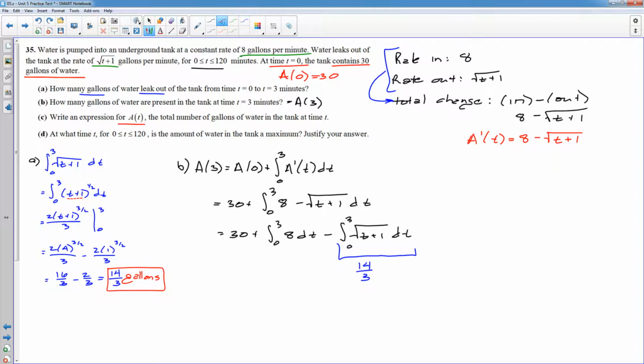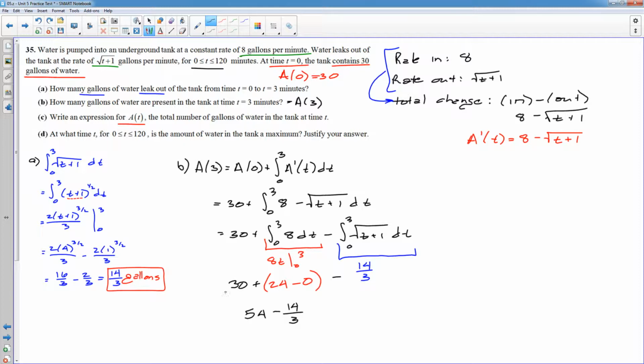30 is a constant, so I simply need to do this antiderivative to finish it. That's not going to be too bad. That's 8t from 0 to 3. 8 times 3 is 24, minus 8 times 0, and then we'll add all those together. So 30 plus that minus that, that'll be what, 54 minus 14/3.